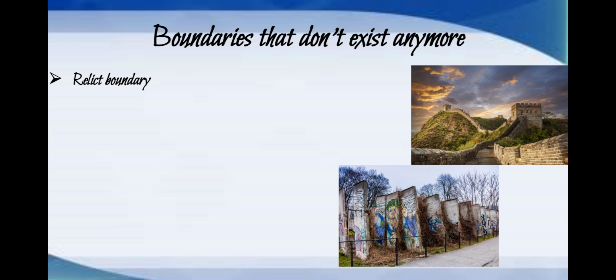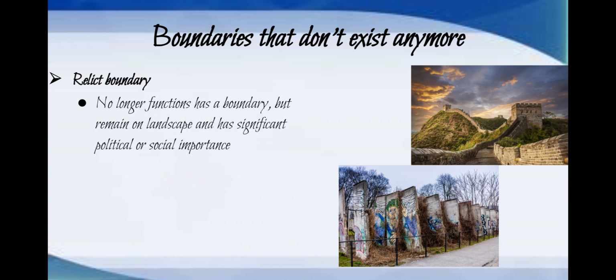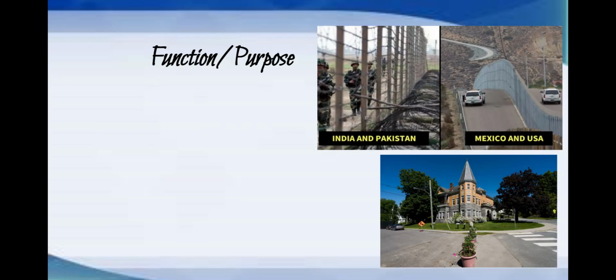And the two examples that you see in here, and the two go-to examples for relict boundaries, are the Great Wall of China and the Berlin Wall, of very different time periods. Neither one of these functions as a boundary in any sense anymore, but they do remain on the landscape and have a significant political or social importance to Germany as well as to China, right? So we would call these relict boundaries. There might be some more out there, but these are usually the go-to examples for relict boundaries.